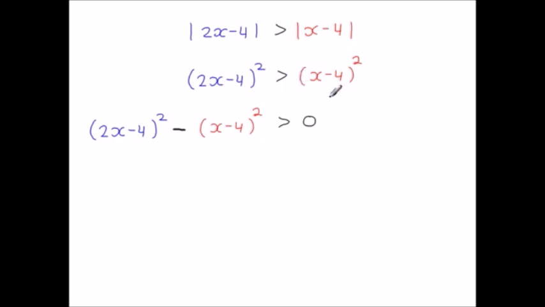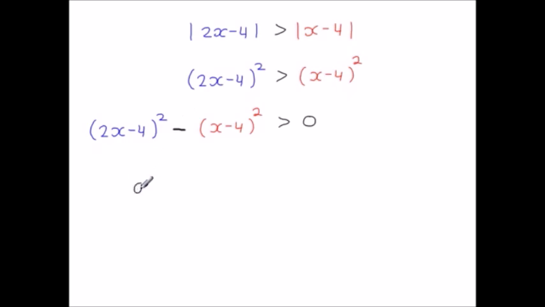I've now moved the x minus 4 squared term to the left hand side, so I've subtracted this term from both sides. So now we have this. Now you may recognize that this is simply the difference of two squares. You've got a term here, everything there in the brackets is squared, and you have another term here and everything in brackets here is squared, and you've got that difference in between.